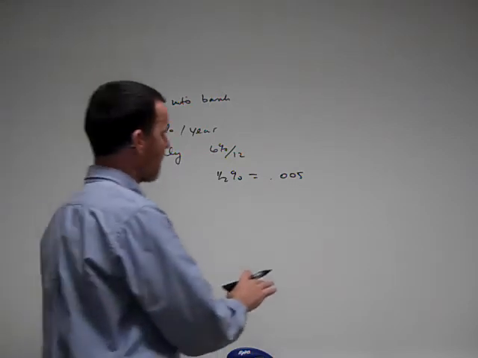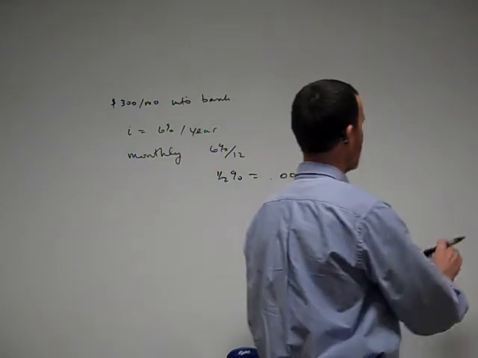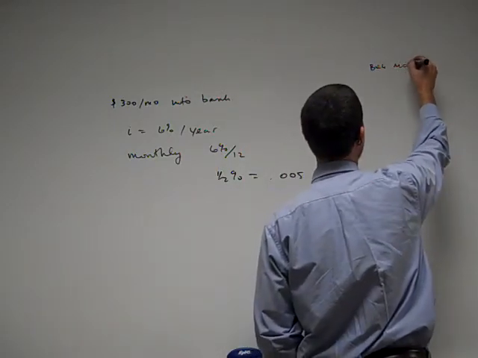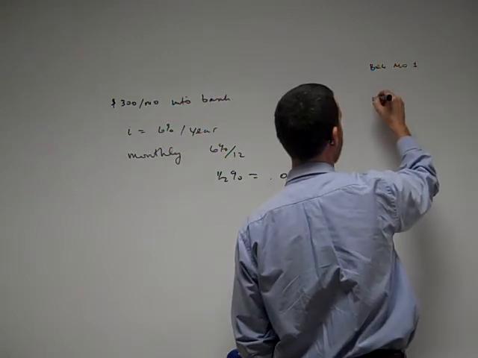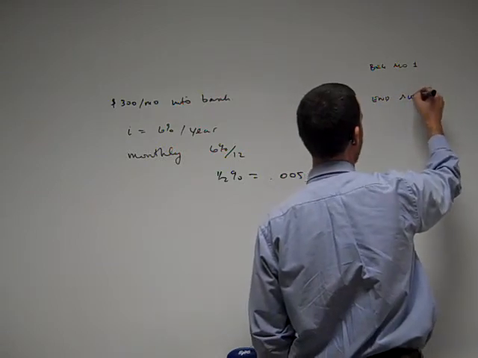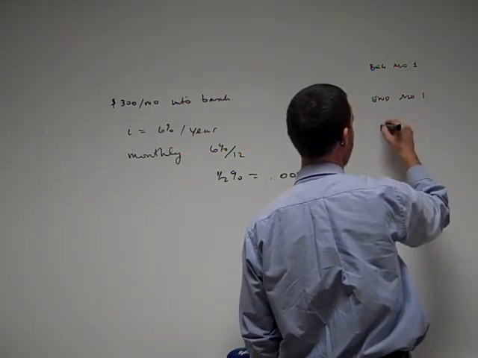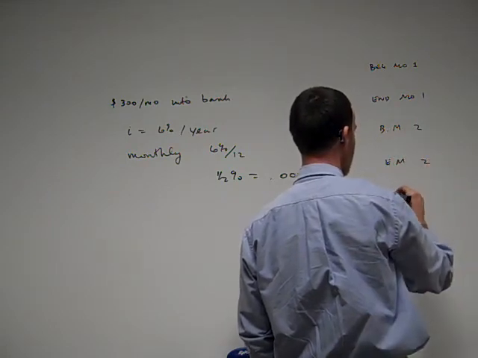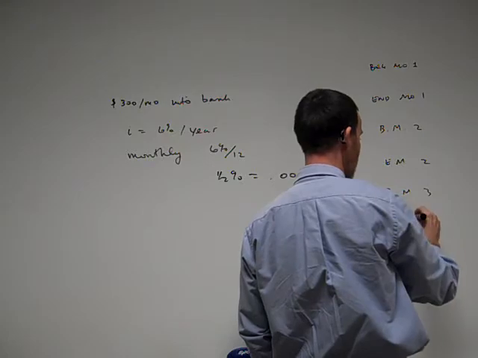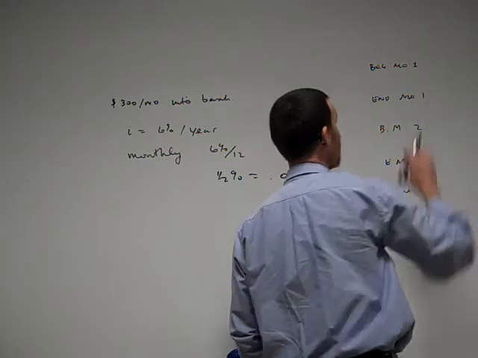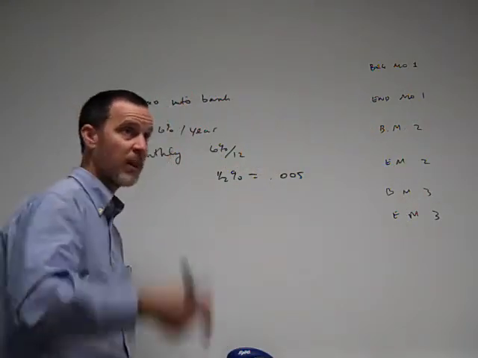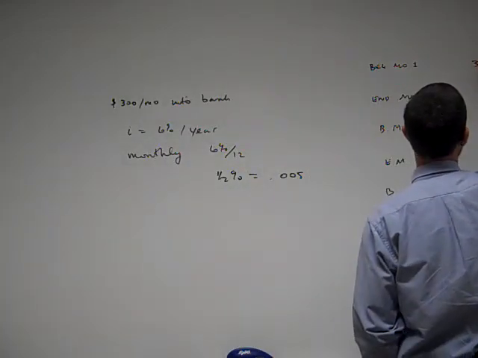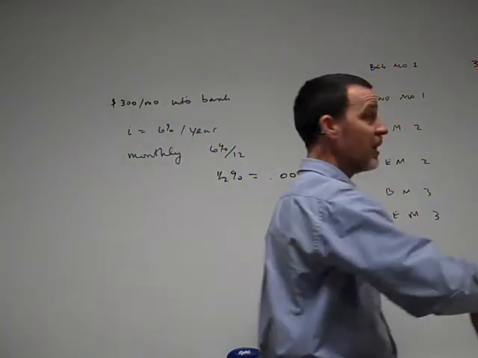So, if I started investing my money, let's say beginning of month 1, end of month 1, beginning month 2, end month 2, beginning month 3, end of month 3. How much do I have at the very beginning, day 1 of the first month? 300, because I throw the money in the bank, right? Now, how much do I have at the end of that month?